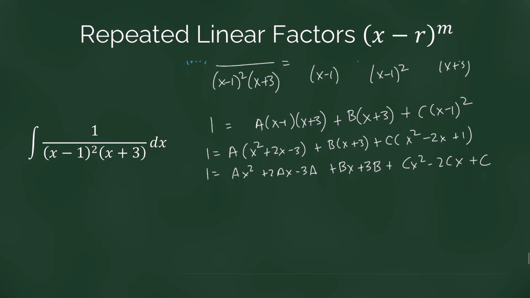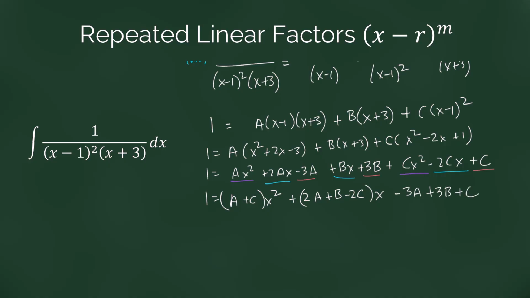All right, I'm going to combine my like terms on the right-hand side. So if I look for my x squared terms, I have an ax squared and a cx squared. So I get (a plus c) times x squared. I have a 2ax, a bx, and a negative 2cx. So putting those all together, I get (2a plus b minus 2c) all times x. And then for my constant terms, I have a negative 3a, a positive 3b, and a positive c. So I get negative 3a plus 3b plus c.